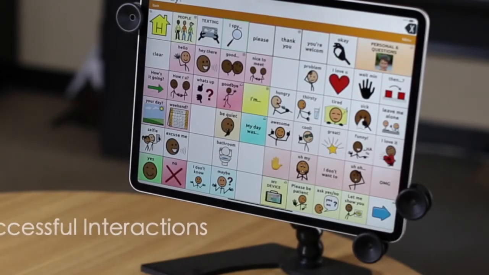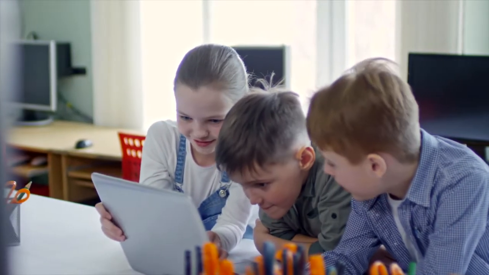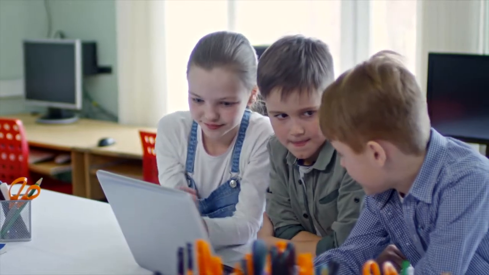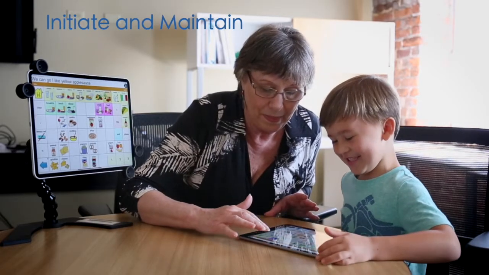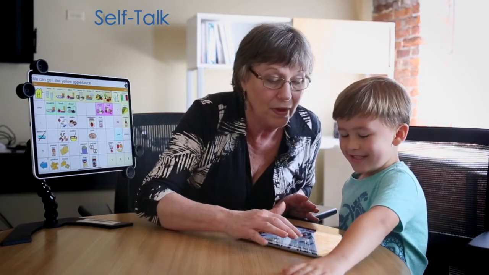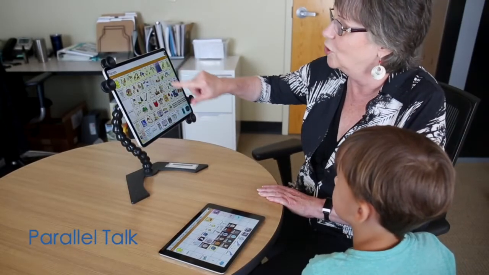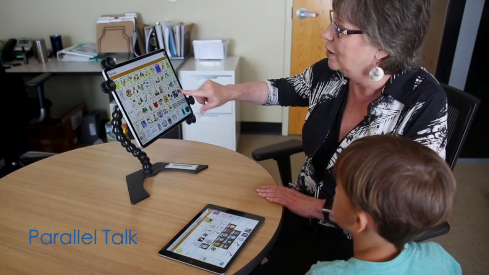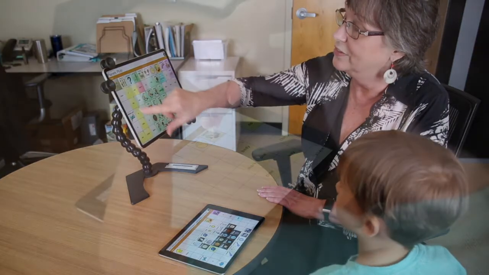Plan successful interactions. Use scripts to introduce new vocabulary and provide situations to help the student practice saying new things in new situations. Help them have success and feel successful. Plan to model how to initiate and maintain communication, not just respond. Use self-talk to describe what you are doing and thinking. Use parallel talk to describe what the student is doing. This type of descriptive commentary helps students map actions with words.